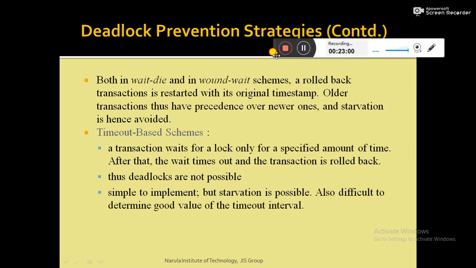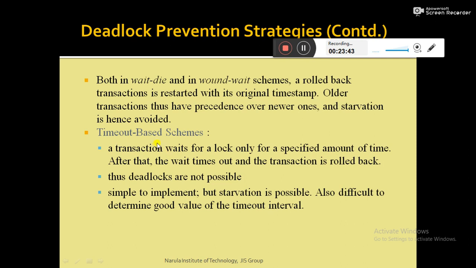And another very important point here is that though in the wait-die and wound-wait schemes transaction rollback is required, no starvation is going to happen. Whenever a transaction is restarted after rollback, it retains its original timestamp. Means when a transaction enters the system, it is assigned a unique fixed timestamp. Though it is rolled back, while restarting it will start with its original timestamp. So the older transaction has precedence over the new one, and so starvation is avoided.